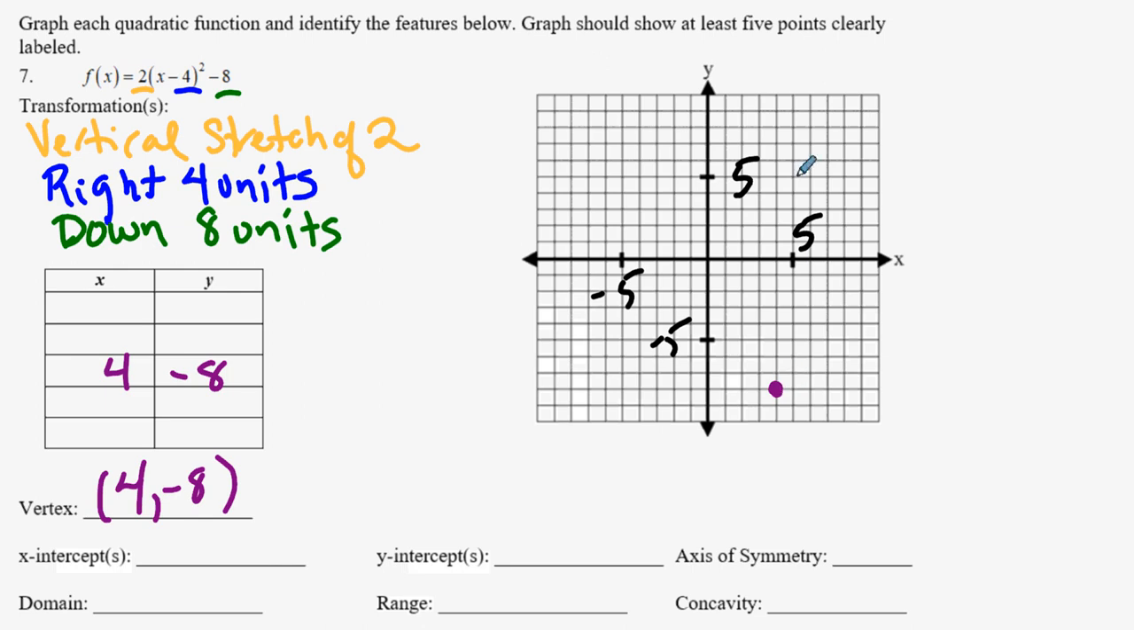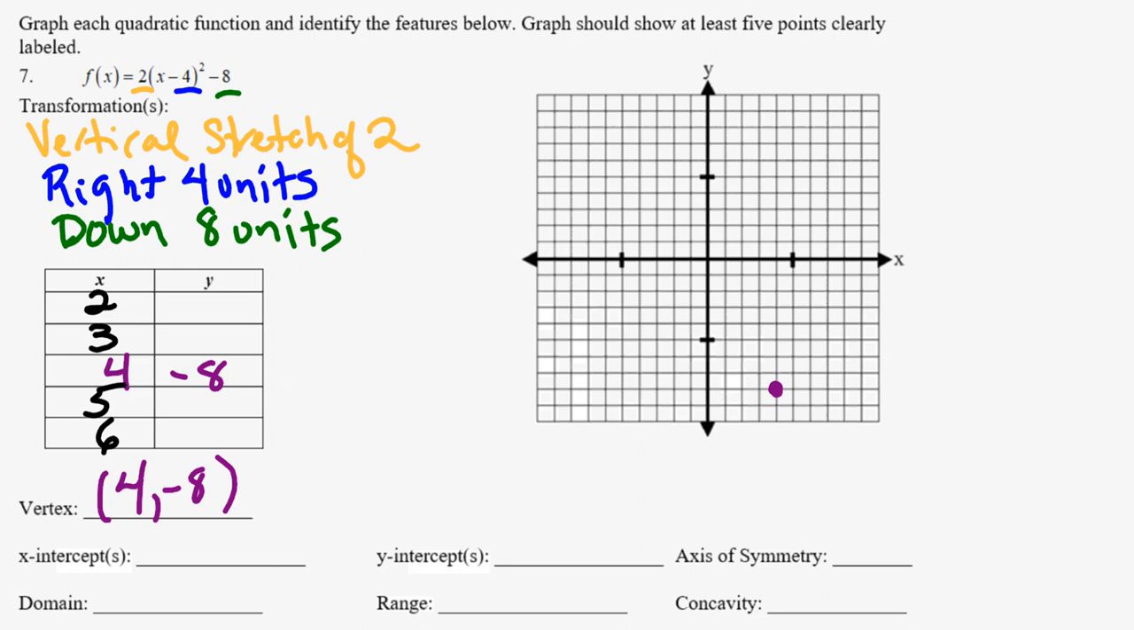If we know the vertex, we also know the axis of symmetry, which we could sketch now, or you could hold off until later. That would be x equals 4. And the concavity, we said since that a value, the leading coefficient here, is positive, we know it should be concave up. Now, I need to pick values in my table to build around the vertex. So I'm going to pick numbers to the left of 4, like 3, 2, 1, 0, so I can get the y-intercept. Then I need numbers to the right of 4, like 5, 6, 7.